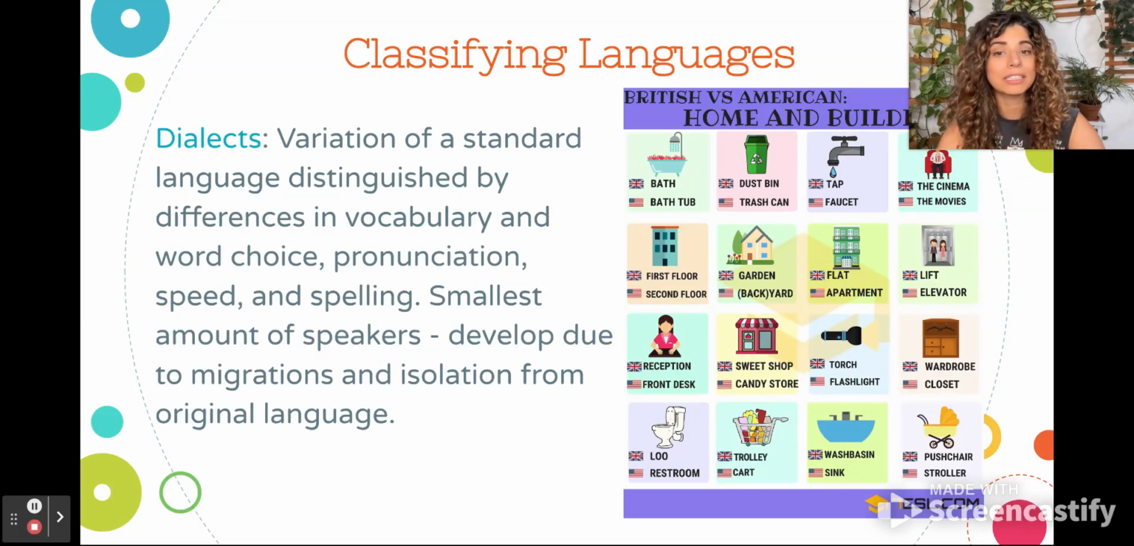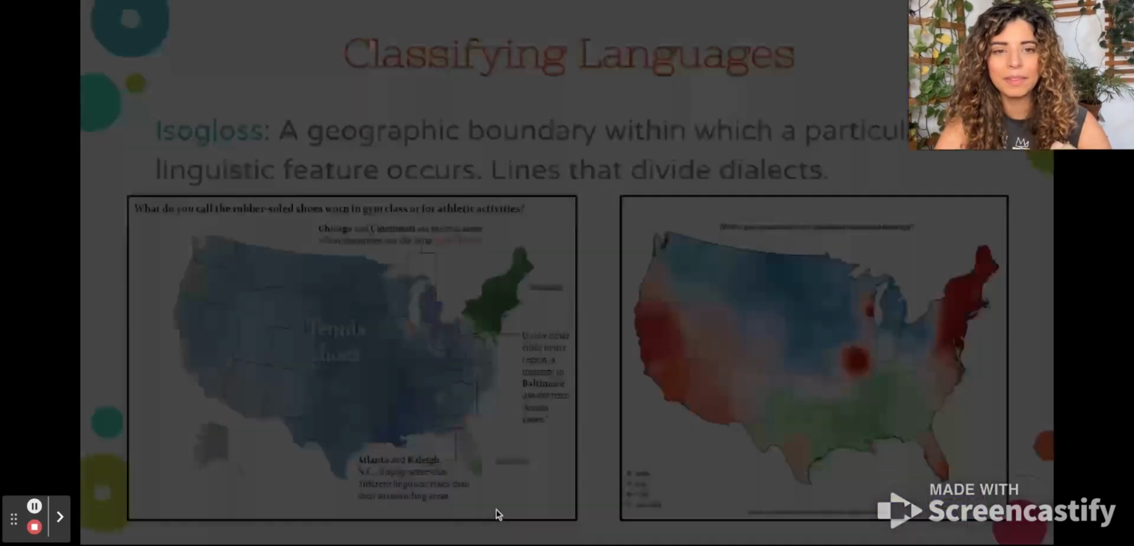This has the smallest amount of speakers, and it develops due to migrations and isolations from the original language. So these are just fun little examples. I know for myself, first moving to Europe, having to think about some of these word changes, especially like first floor and second floor. That's different, right, for people from the US versus people from Europe.